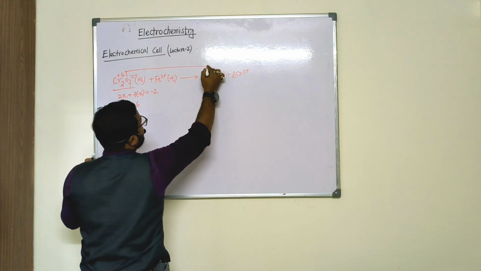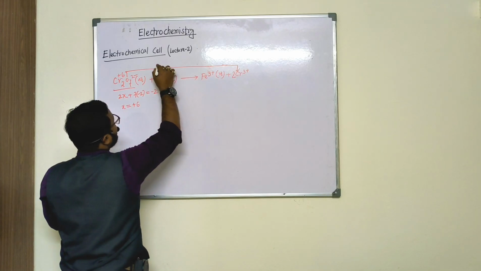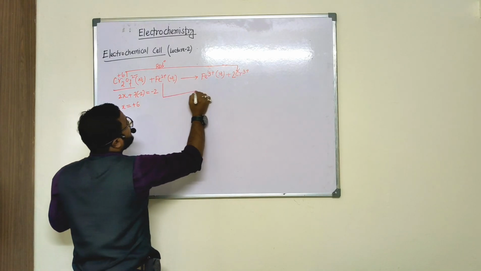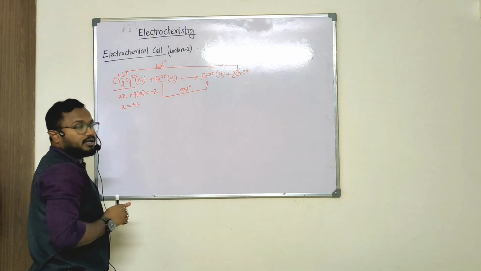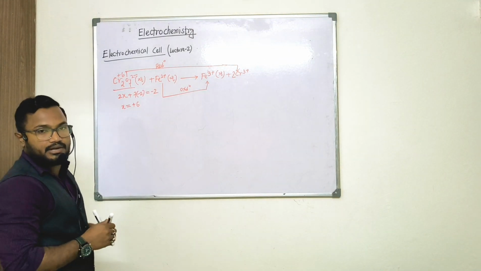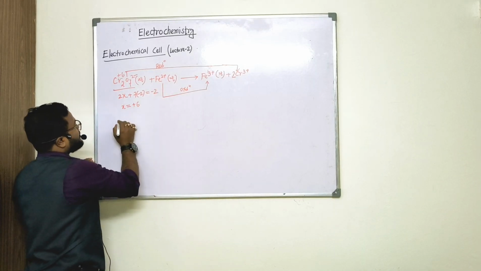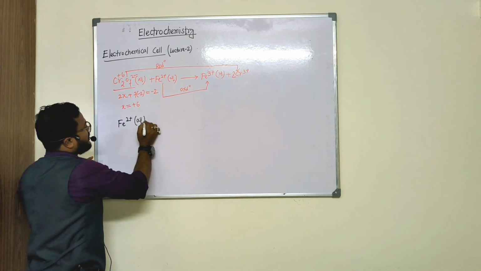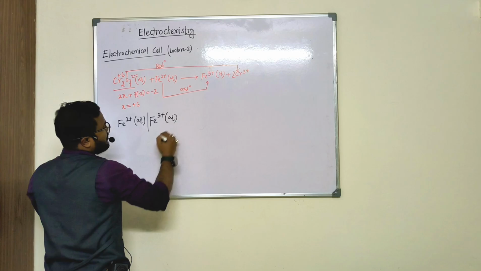As a result, this is a reduction reaction. Iron 2 plus to iron 3 plus is an oxidation reaction. Now we are going to represent their cell reaction. Left: oxidation, anode, negative. On the left side, we write the oxidation reaction, that is Fe2+ aqueous transfers to Fe3+ aqueous.